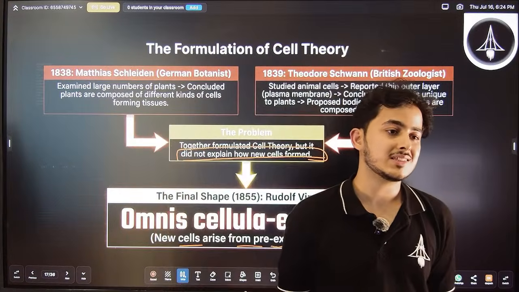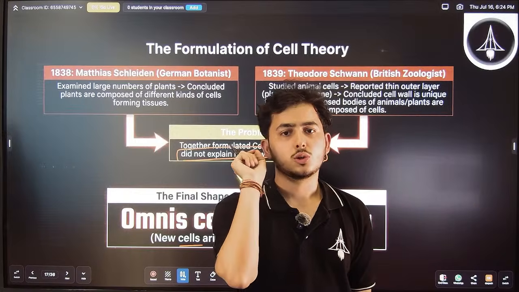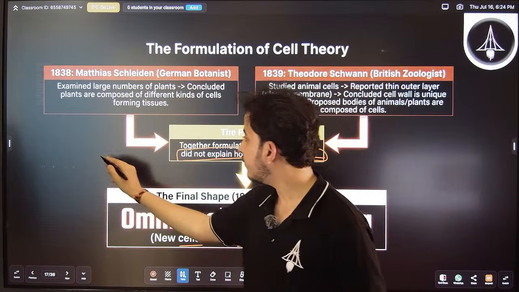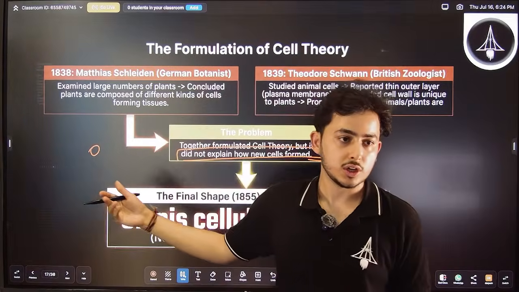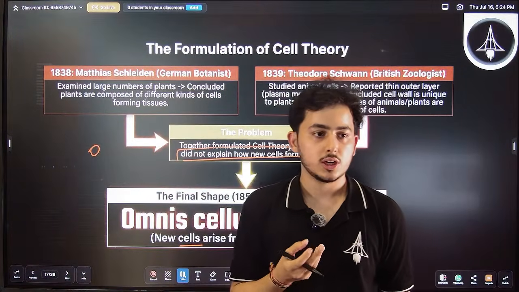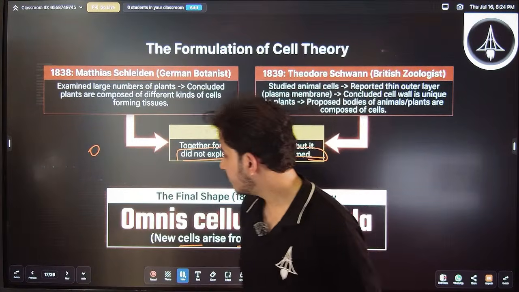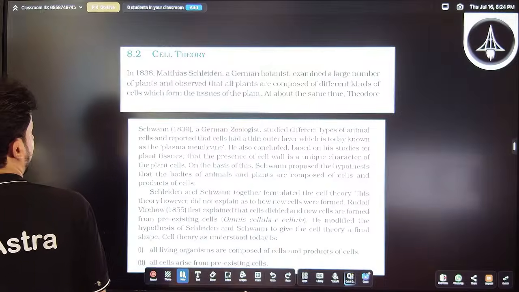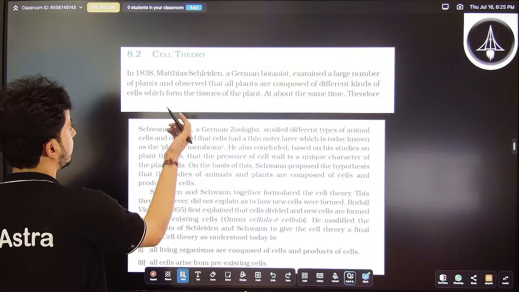So they said that cells are the fundamental, the basic unit. If this is a cell, then nothing smaller than this can exist. This is the fundamental unit of life. That is something they postulated. So this was about the cell theory. You can read this part from NCERT. I hope this will be clear to you now.